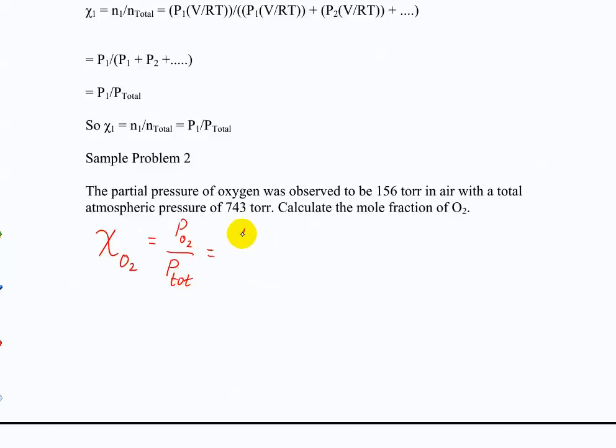And that we have. So 156 torr, and it's a fraction, mole fraction is unitless, so the units cancel out. 743 torr, we don't have to do any conversions there. And that equals 0.209. So that's telling us about 21% of the air is oxygen. And we did that just by knowing a partial pressure and the total pressure.